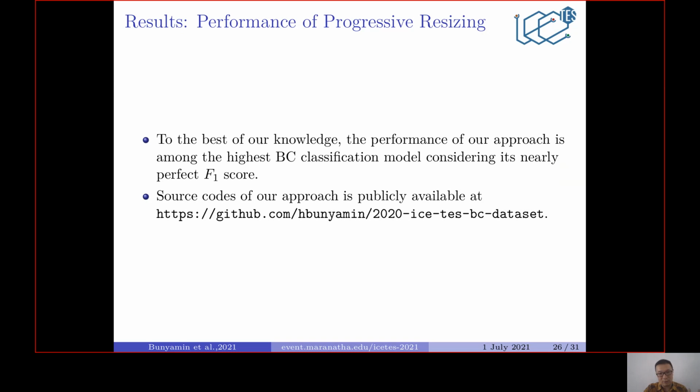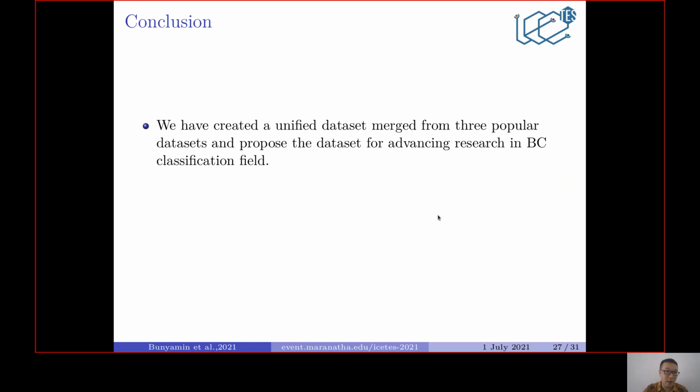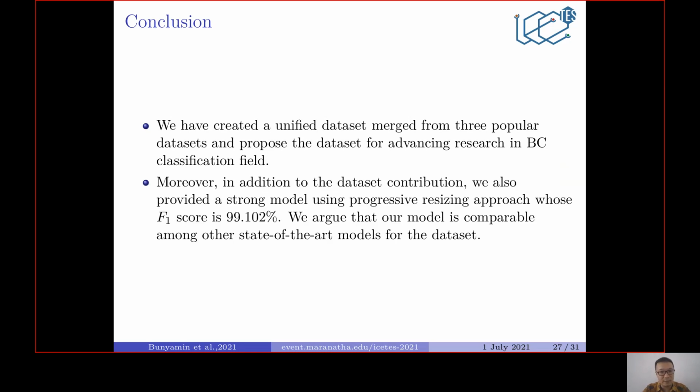All our source code and dataset are available at these links. You can check it out. In our conclusion, we have created a unified dataset merged from these 3 popular datasets, and we introduce this dataset for advancing research in breast cancer. We also introduce the baseline, and we argue that our model is comparable among the state-of-the-art models for this dataset.